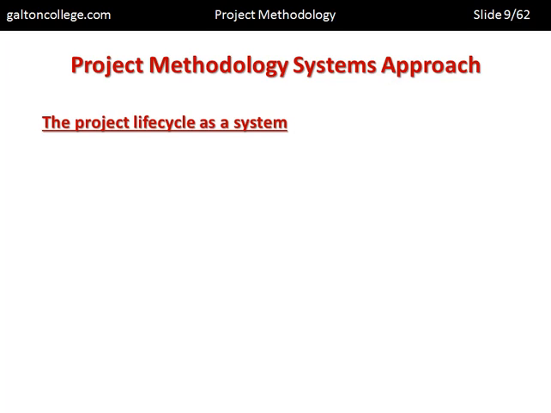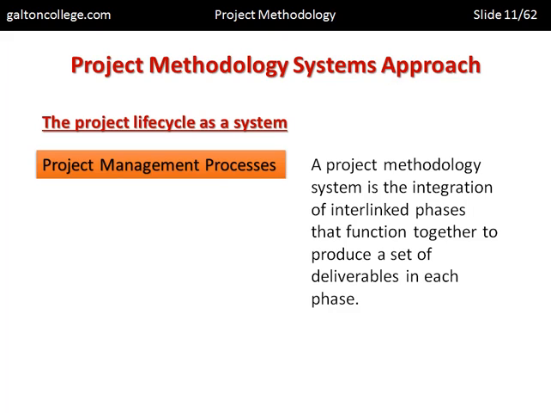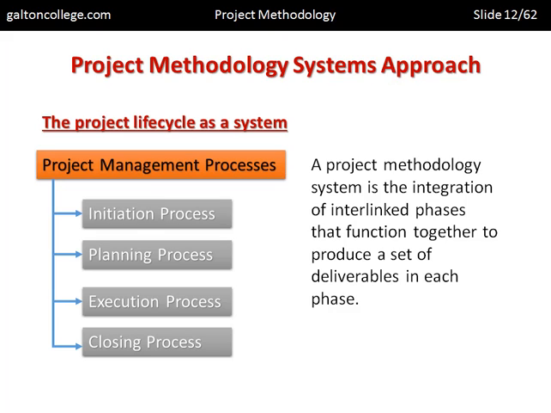Now, the project life cycle of a system. Well, a project methodology system is the integration of interlinked phases that function together to produce a set of deliverables in each phase. So a set of deliverables, a set of outcomes in each phase. And that really restates the previous slide to some extent. So if we think of a project management process, we have different phases that need to be undertaken. We have the initiation phase, getting it started, getting the project designed, talked about, debated, getting the process up and running, seeing a rationale for it.